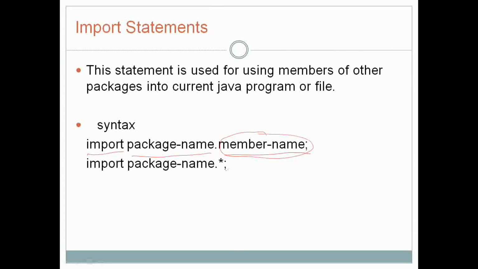And if you want to access more than one member of the package, we use an asterisk: import package name dot star. This allows you to use all the members of this package. An import statement is used for using the members of an existing package, and the package statement is used for creating a package and storing all the classes.